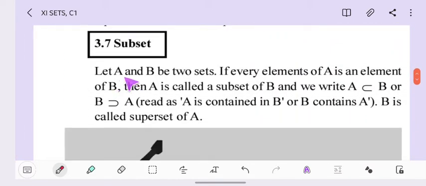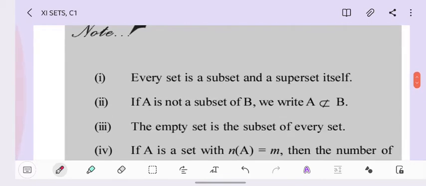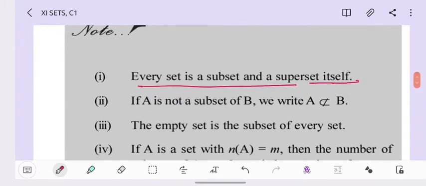Subset. Let A and B be two sets. If every element of A is an element of B, then A is called a subset of B, and we write A subset of B, read as A is contained in B, or B contains A. So B is called a superset of A, if vice versa is valid here. Every set is a subset and a superset of itself. If A is not a subset of B, we write A not a subset of B. The empty set is a subset of every set.